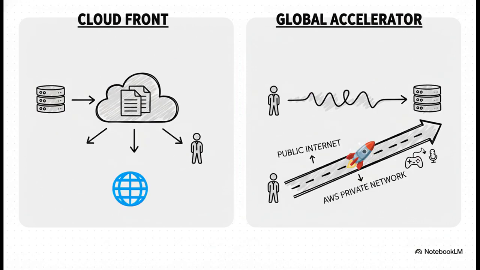And finally, CloudFront versus Global Accelerator. The best mental model here is a public library versus a private highway. CloudFront is the library. It keeps copies of popular web content close to you so you can get it fast. Global Accelerator, on the other hand, does not cache anything. It's the private, super fast highway for your non-HTTP traffic, like gaming or voice over IP. It just gets your packets from A to B over the AWS backbone as fast as possible.